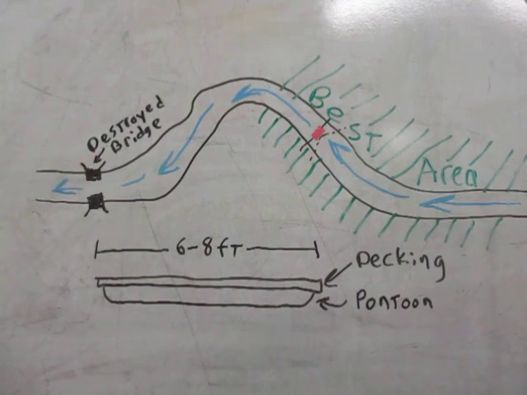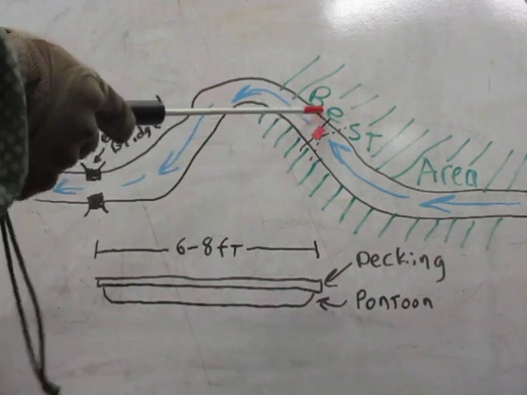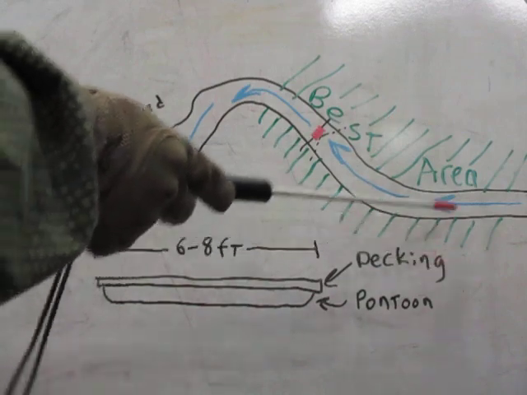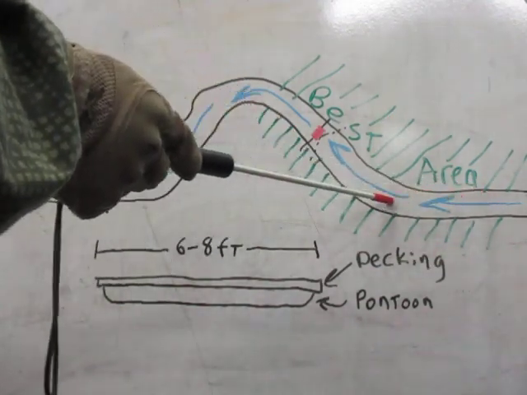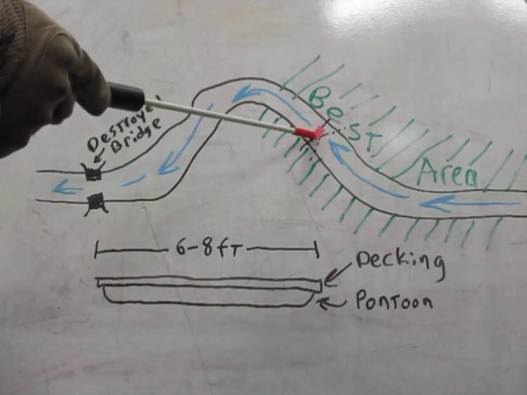So where would be the best point? Probably like this on an oxbow upriver. Because what's going to happen, the current's going to come down, it's going to hit the edge here, and it's going to slow down as it comes through here.